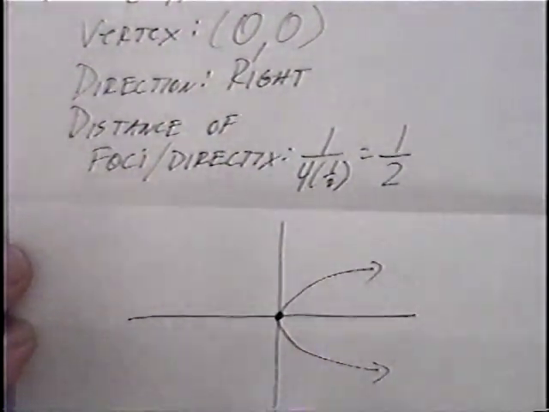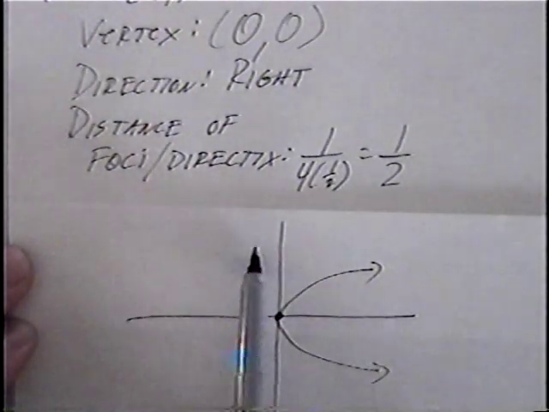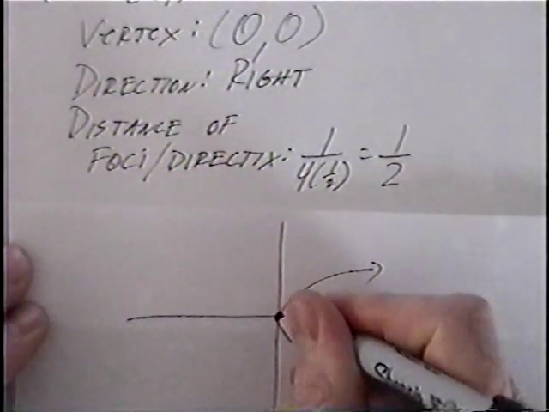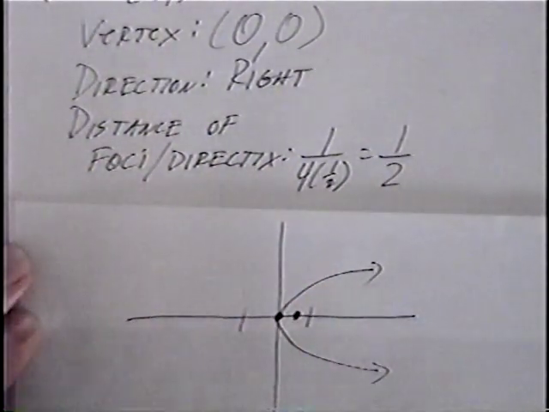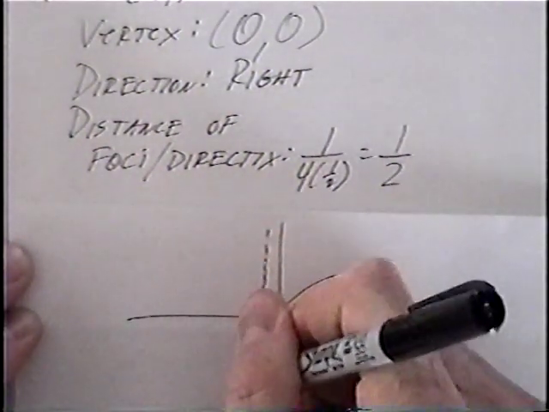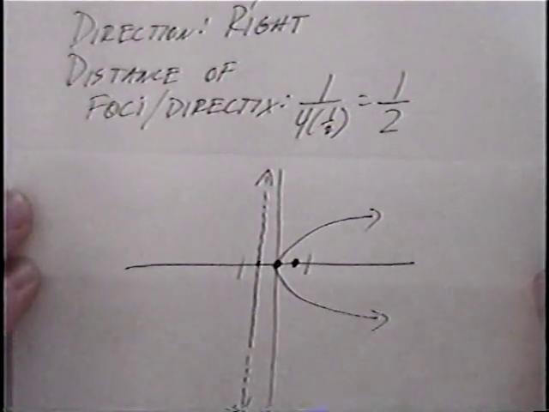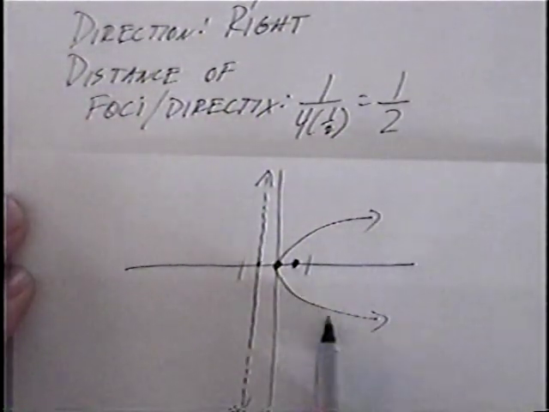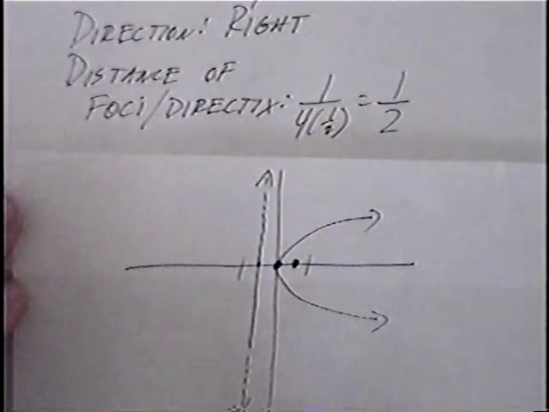And the foci and directrix, again, the foci would be a point inside the parabola, and a directrix would be a dashed line outside the parabola. If the distance is 1/2, we'll have a point that's 1/2 units inside the parabola, and the directrix will be outside 1/2. In this case, the directrix goes up and down. And again, the definition of the foci and directrix, if you take any point on the parabola, any point is the same distance from the foci as it is from the directrix.